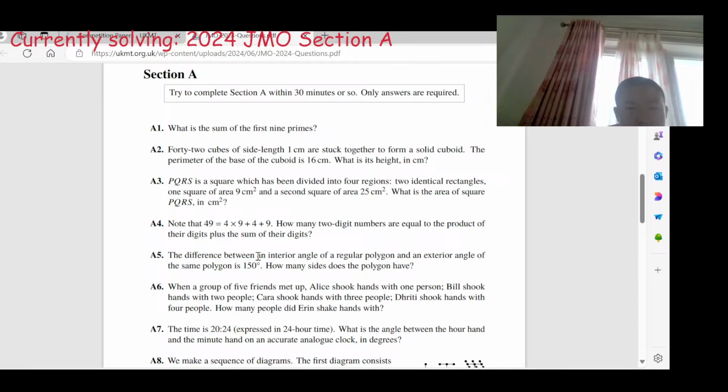Okay, PQRS is a square which has been divided into 4 regions. Two identical rectangles, one square of area 9 centimeters squared, and a second square of area 25 centimeters squared. So I guess one of them is in one corner and the other is in the other corner. So 3, 5. So the whole area is 64 centimeters squared.